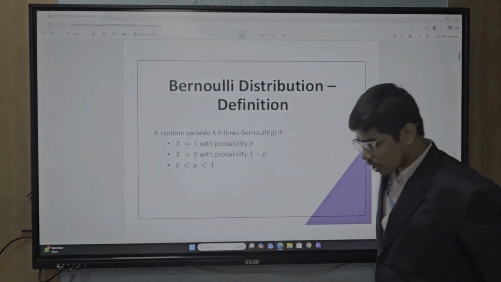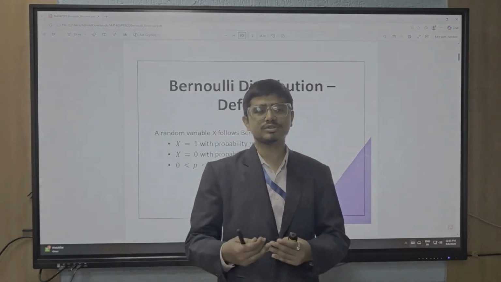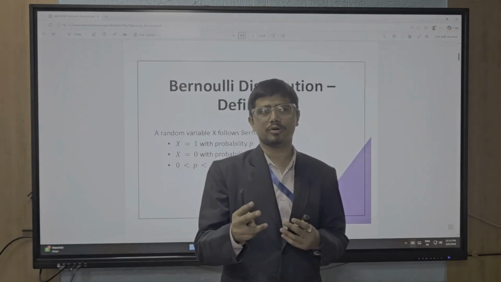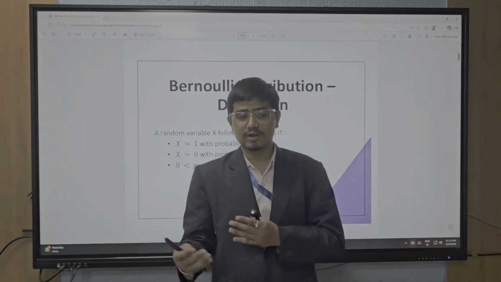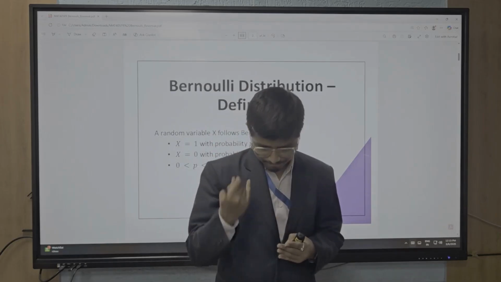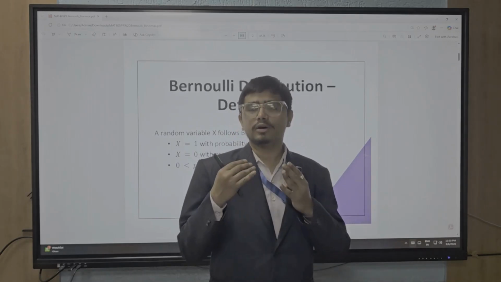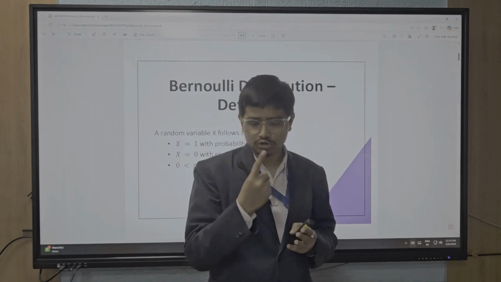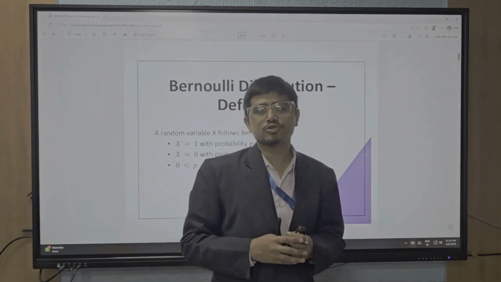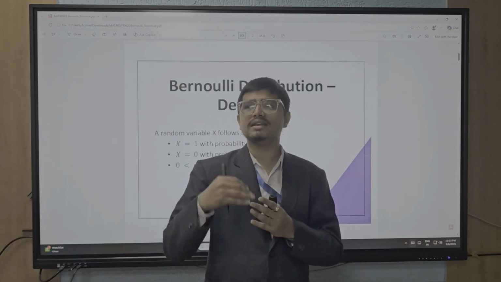Now for the Bernoulli and binomial distributions, we have some assumptions. We have the probability of either success or failure. Then we have the number of trials. In Bernoulli distribution, n equals 1, means the number of trials is always 1. And for binomial distribution, the number of trials is fixed, which is n, where n belongs to N, means any natural number.